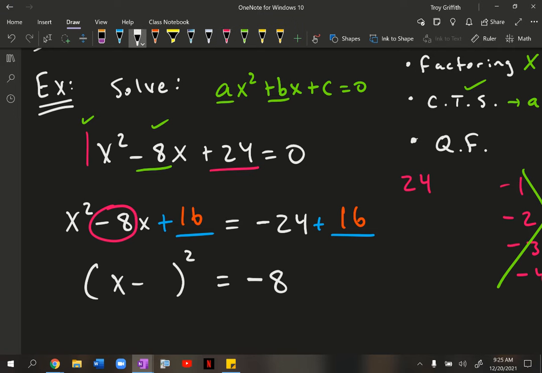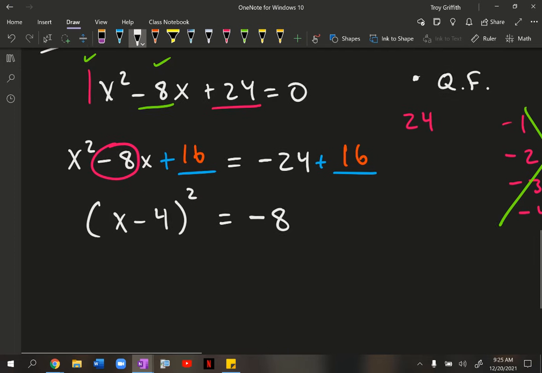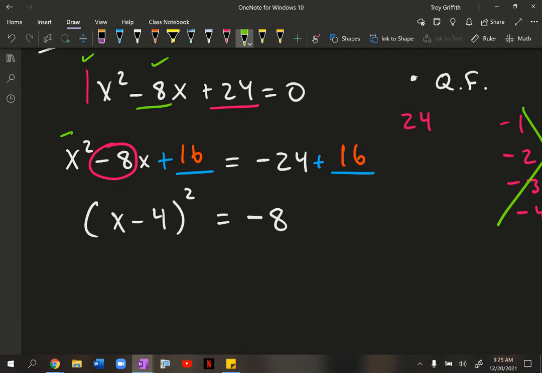So my negative 8 cut in half is a 4. Okay, and I often have students say, well, what in the world did you just do, Mr. Griffith? How did this become this? And what happened to the plus 16? All right, well, let me just make a note for you here.